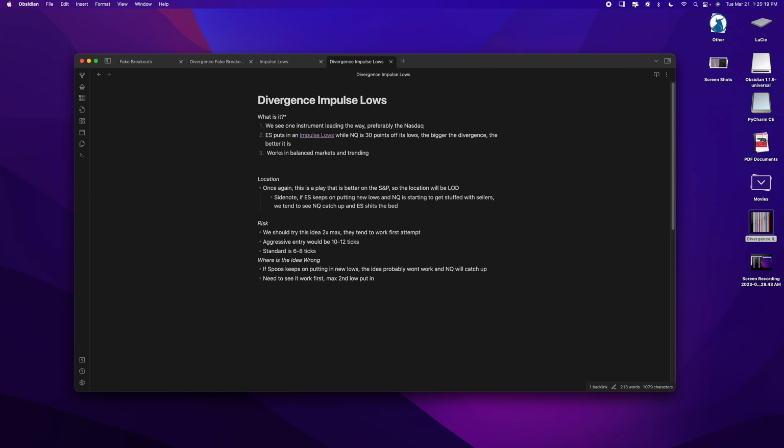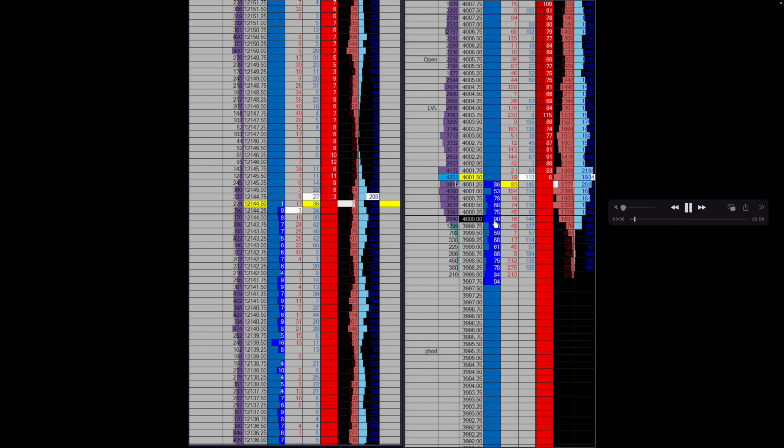For this, I'll be showing the impulse lows and stuff like that. So in this clip right over here, ES is trading. You see we put in that new low, have thick volume here, swept a low, 312, 275, 210, all this selling down here. And the current low on the NASDAQ is 110, so we're about 35 points off of the lows.